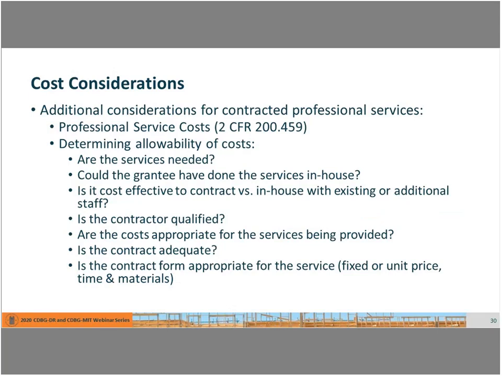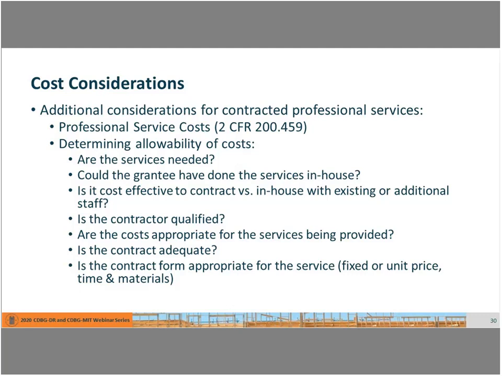The reference to 2 CFR 200.459 provides some additional guidance that grantees can consider when deciding whether or not to procure additional assistance with their DR or their MIT programs. Most of these considerations are covered in the questions you see on this slide. There must also be a liquidated damage provision in your contracts. Other grantee requirements can be found at 2 CFR Part 200 Subpart D, which is the post-federal grant award requirements.